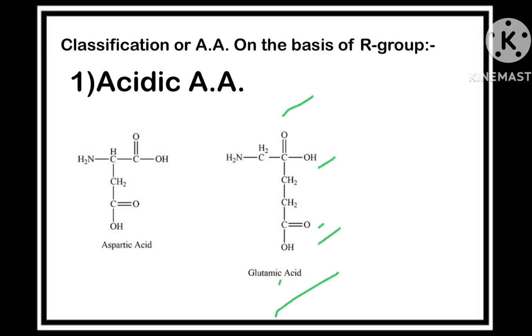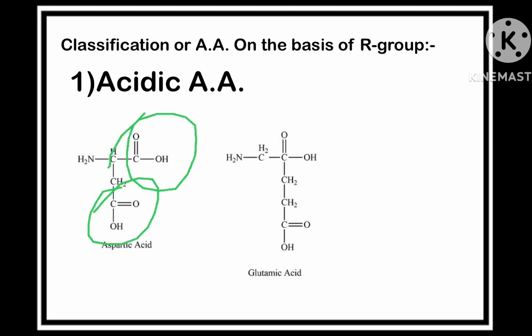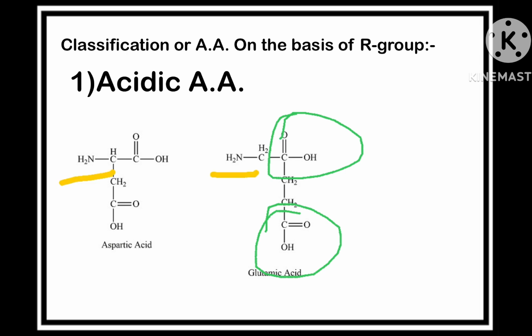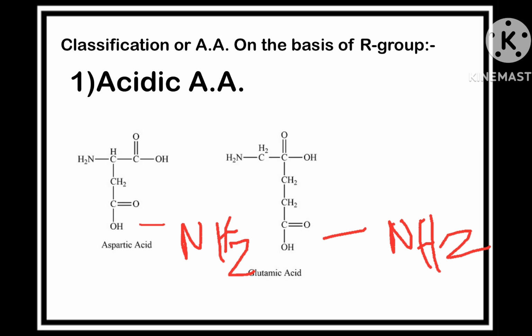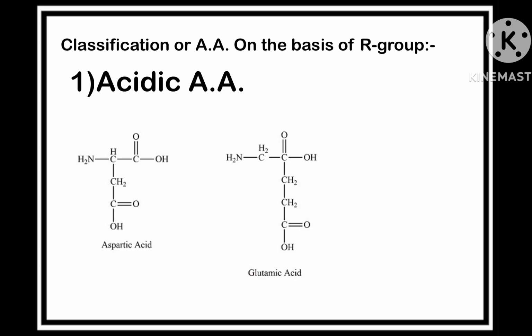Classification of amino acids on the basis of the R group and different pH. In acidic pH, we have 2 carboxylic groups and 1 amino group, as you can see in the example of glutamic acid and aspartic acid. This is a star point: only acidic amino acids can form amides. See the example: if we react NH2 with the extra COOH group of glutamic acid or aspartic acid, then it will become glutamine and asparagine.